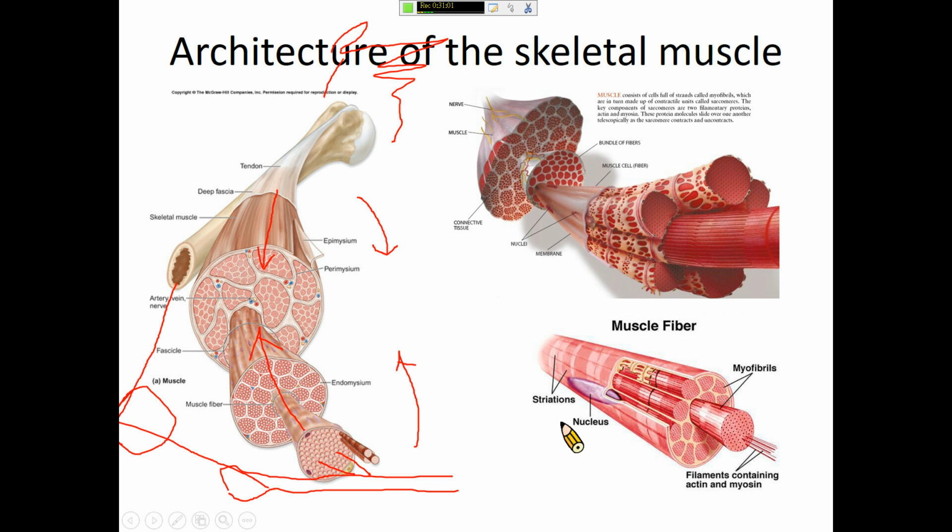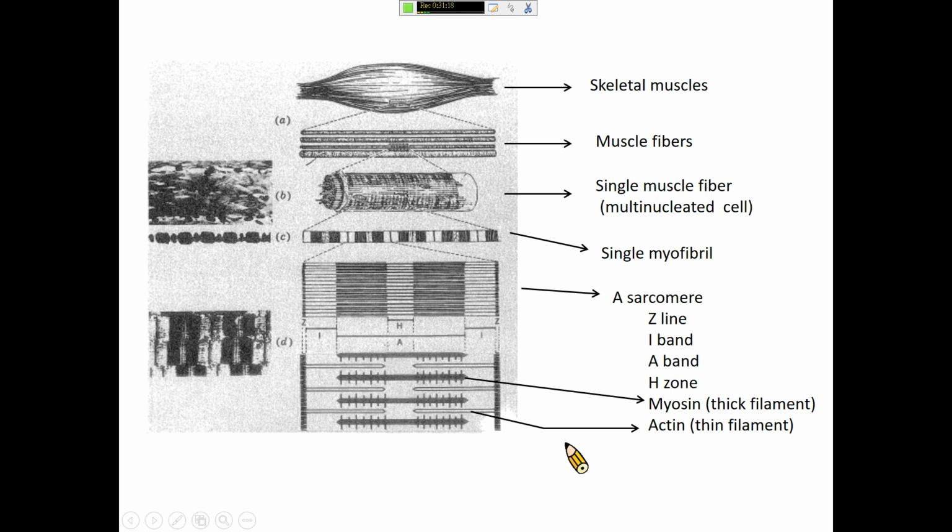Now, let's take a look at what happened here. This is a cross-sectional view, but when we look at the side view, it's like this. This is the muscle. These are tendons. Muscle belly here. The muscle. And at both ends there are tendons.